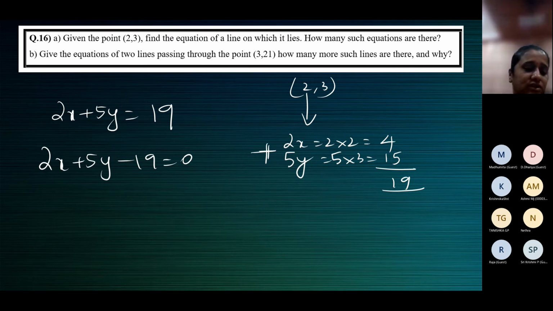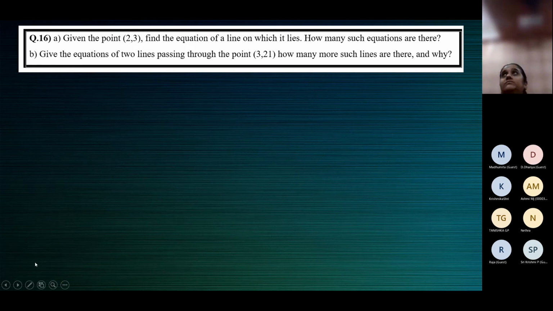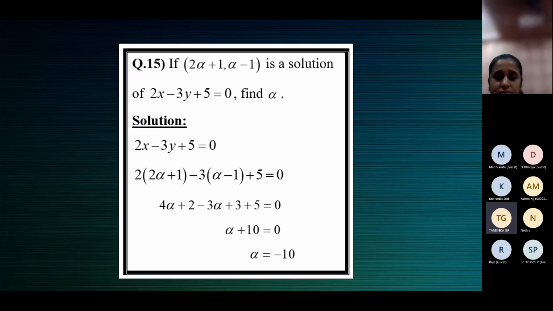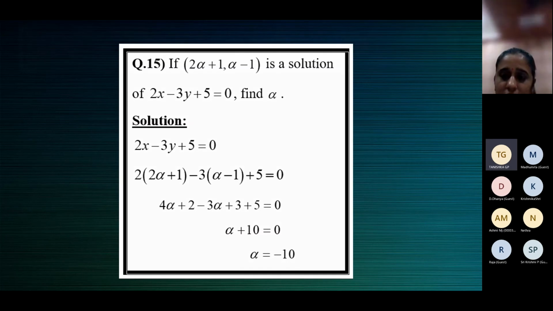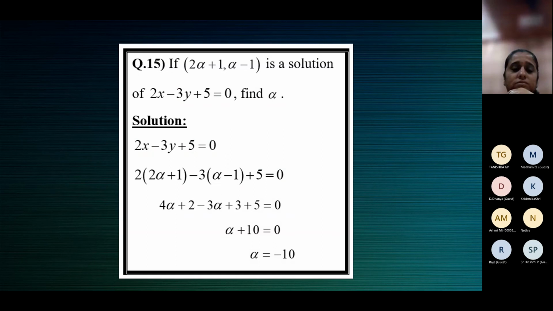Complete this one also, children. Take a screenshot. Answer these 2 questions in your book. We'll discuss in the next class. Quickly, screenshot. Can you show me the previous slide? This one? Yes, ma'am. Done? Take a picture. Complete this.